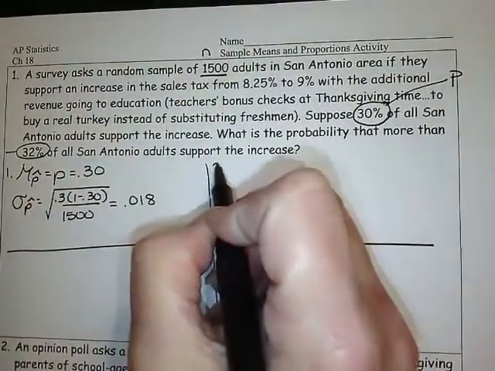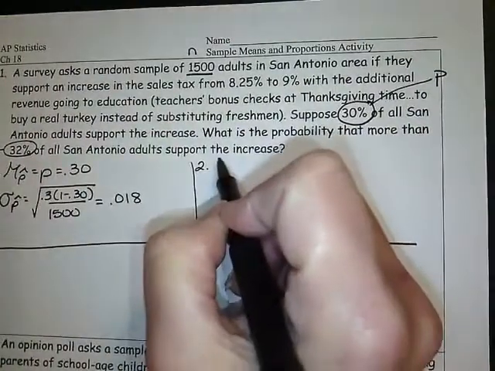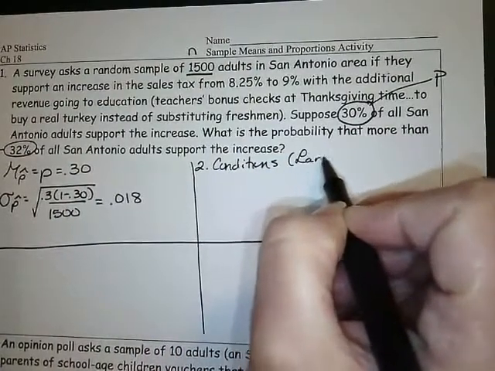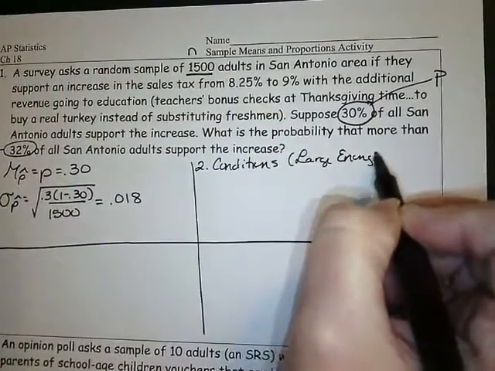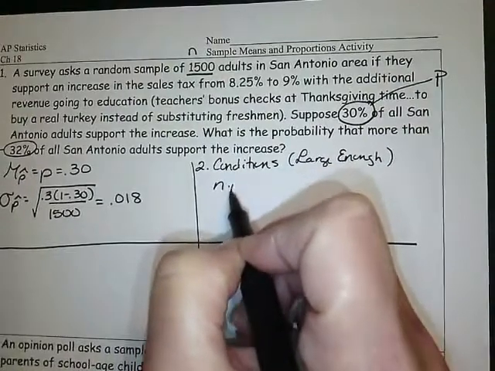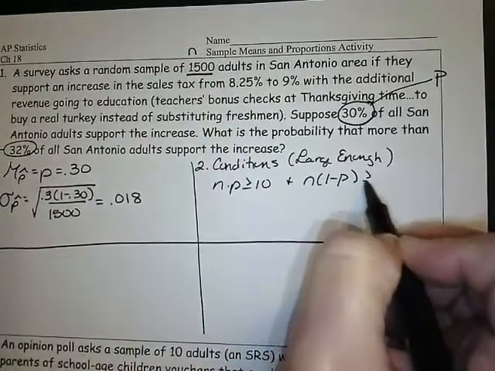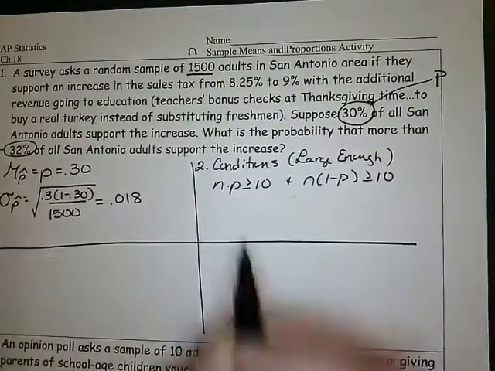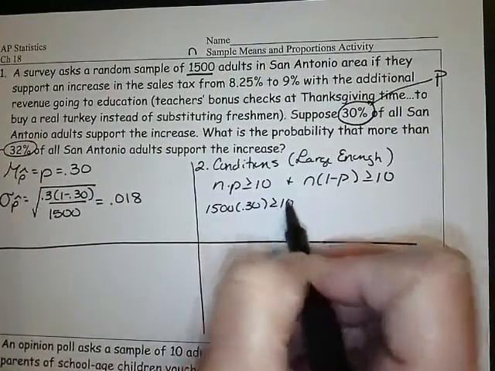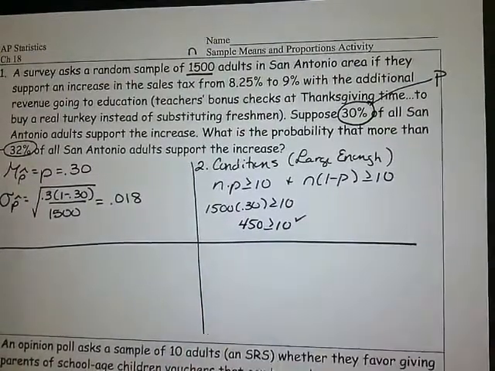Okay, so in step 2, we've got to check to see that our conditions are met. So our conditions are, we want to see that we have taken a large enough sample. So how do we determine what is large enough? Well, for proportions, we're going to do n times p greater than or equal to 10, and we have to do n times 1 minus p greater than or equal to 10. So our n is 1,500, our p is 0.3, and that is going to give us 450, which is greater than or equal to 10.